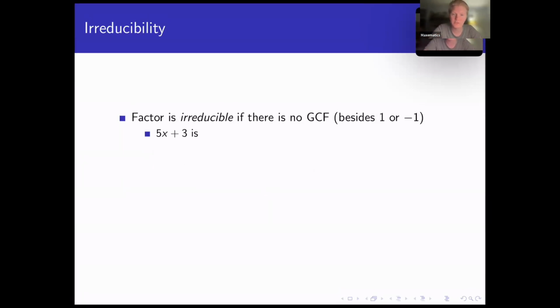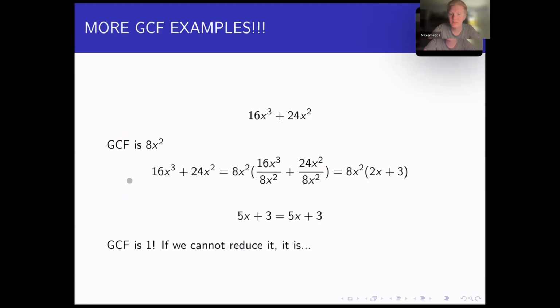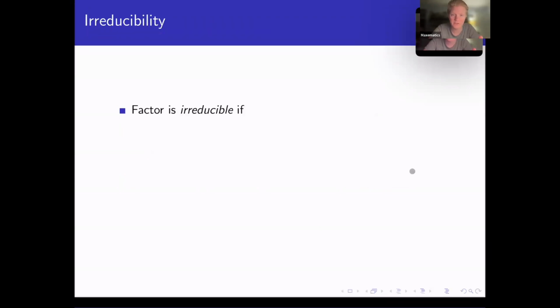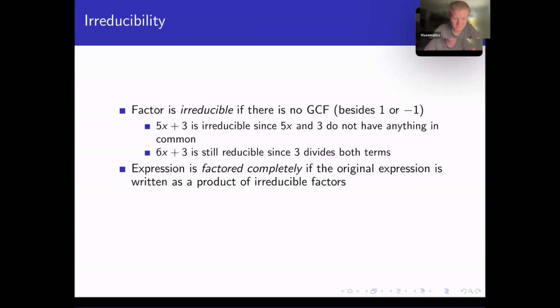So for example, looking at some of the original examples, there's nothing else we can factor out of here. So 8x squared is irreducible, 2x plus 3 is irreducible. We would have considered that factored completely. So, for example, 3 times x plus 2 is factored completely, but 2x plus 4 times x plus 3 is not, because we can still pull a 2 out of 2x plus 4.